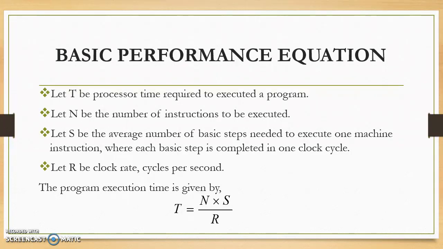The basic performance equation is T equal to N into S by R, where T is the processor time, N is the number of instructions, S is the basic steps within one particular instruction, and R is the clock rate. So our goal is to increase the clock rate and decrease the number of instructions and basic steps in one instruction, which in turn increases the performance of the computer by decreasing the processor time.